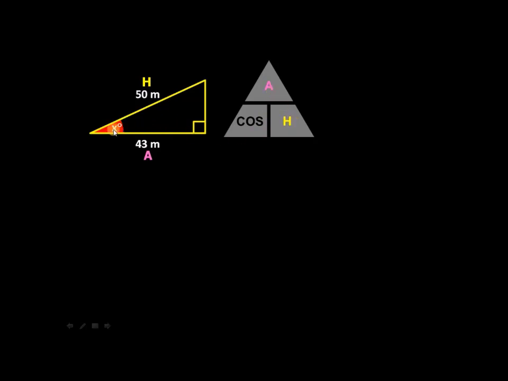We want the angle, so we must first find the cosine. Cover the cosine, and then you will see cosine equals adjacent divided by hypotenuse. We now replace adjacent with 43, hypotenuse with 50 to get this. Now we want the angle, so we must go back. Go back, we use shift cosine. So X is equal to shift cosine the fraction 43 over 50.